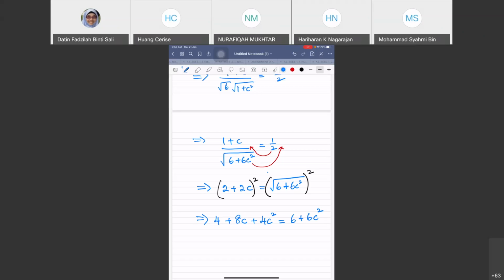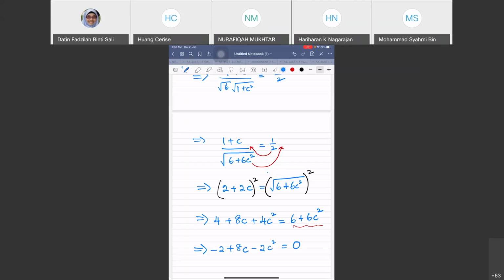And you just need to bring all terms to one side. It doesn't matter, left hand side to right hand side or right hand side to left hand side. If I bring my right hand side to the left hand side, I will have 4 minus 6, so that means minus 2. 8c is still 8c, and then 4c squared minus 6c squared, so that will be minus 2c squared equals 0.